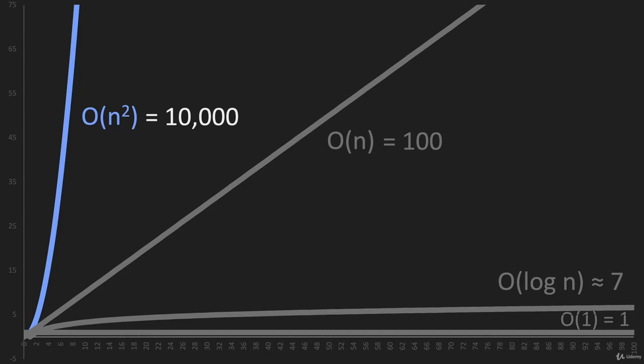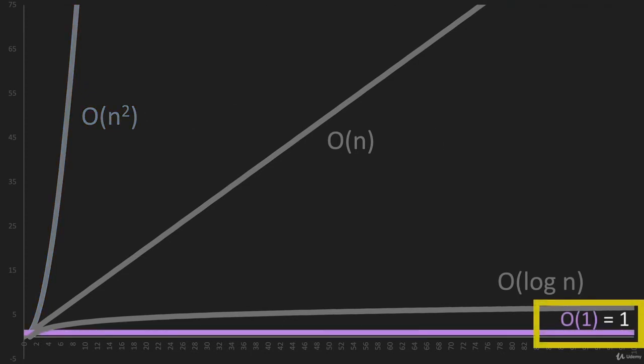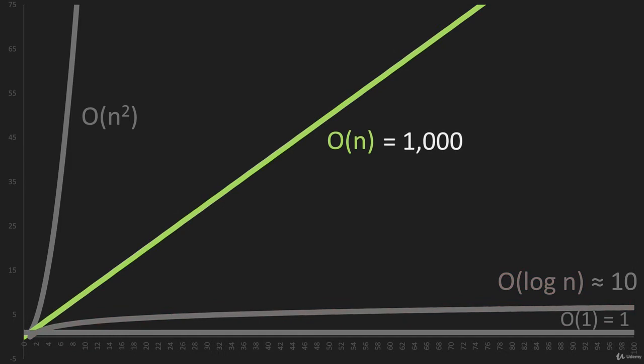But let's say we increase n to 1,000. O of 1 is still going to be 1. O of log n is going to be approximately 10. So 2 to the 10th power is 1,024, which is close to 1,000. So O of log n of 1,000 is going to be approximately 10. O of n is going to be 1,000, but O of n squared is 1,000,000. So you can see that one is going to grow very, very fast.